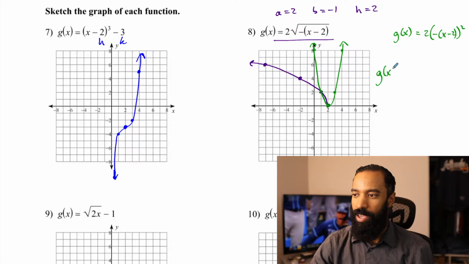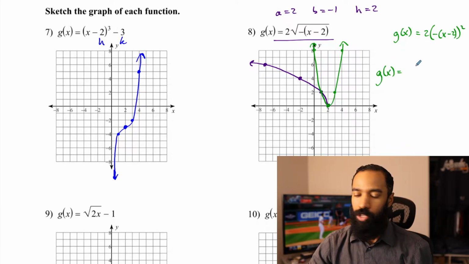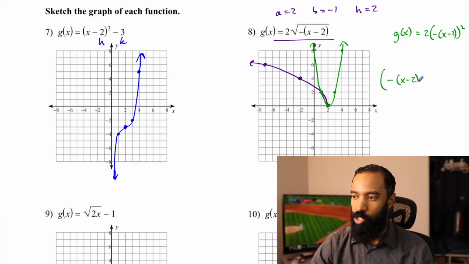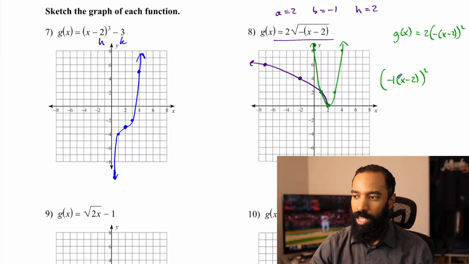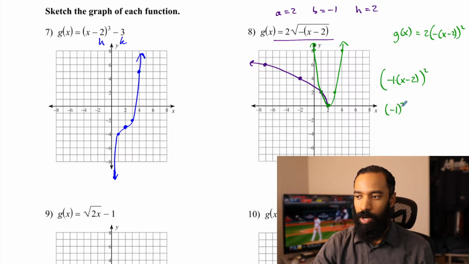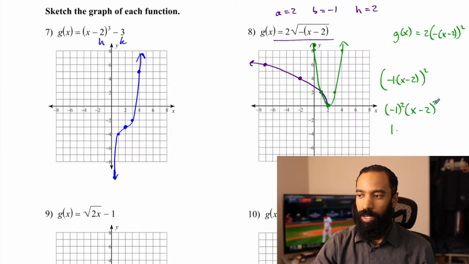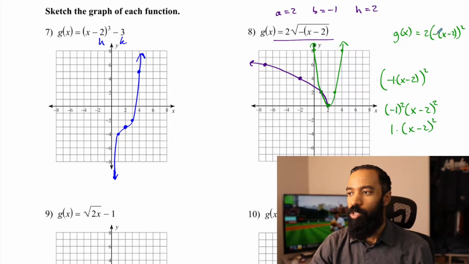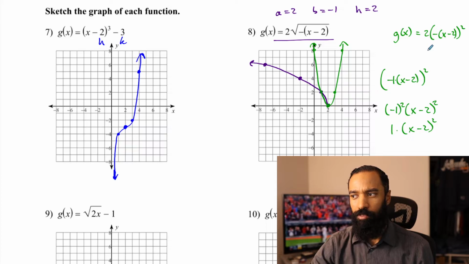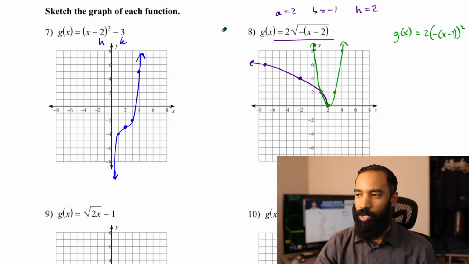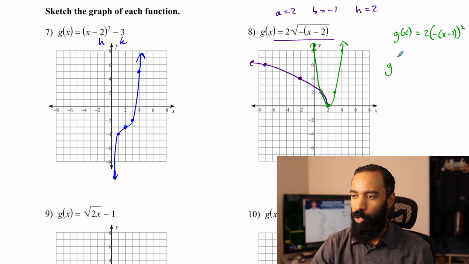This is g of x equals, sorry, let's just look at the inside part. Let's look at the negative with the x minus 2 quantity squared. That means negative 1 times x minus 2 quantity squared, which means I can square each part of this. Square the negative 1 and square the x minus 2. Negative 1 squared is just 1. So that just becomes 1 times x minus 2 squared, because negative 1 squared is positive 1.